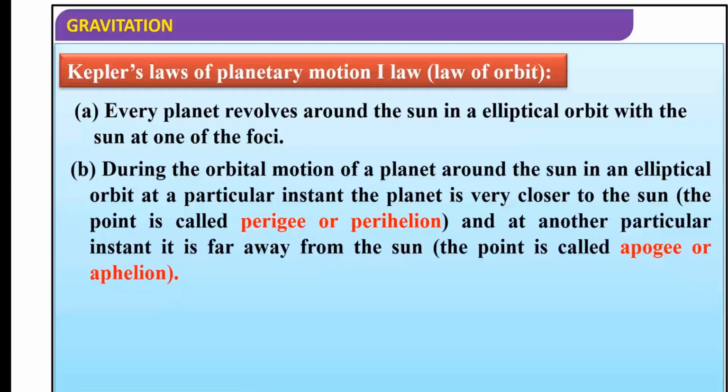If we go to a diagram, let me explain with this so it will be clearer. Let's say this is an elliptical path. These are S1, S2 foci, the position of the sun. Let's say this is Earth, a planet. So a planet revolves in an elliptical path with the position of the sun at one of the foci, S1 or S2. That was the first law of planetary motion.